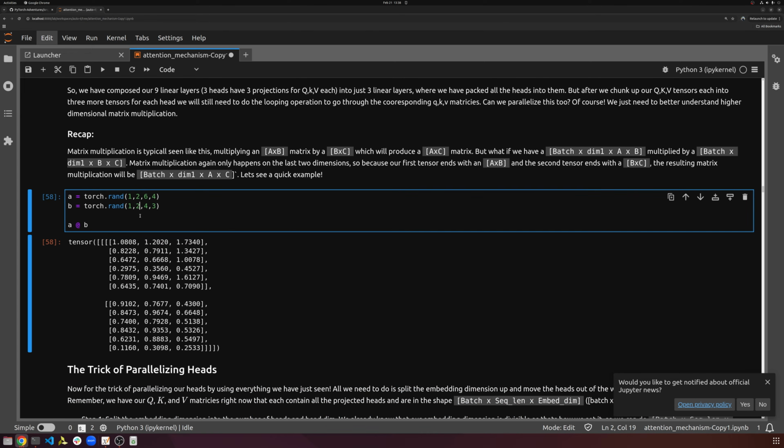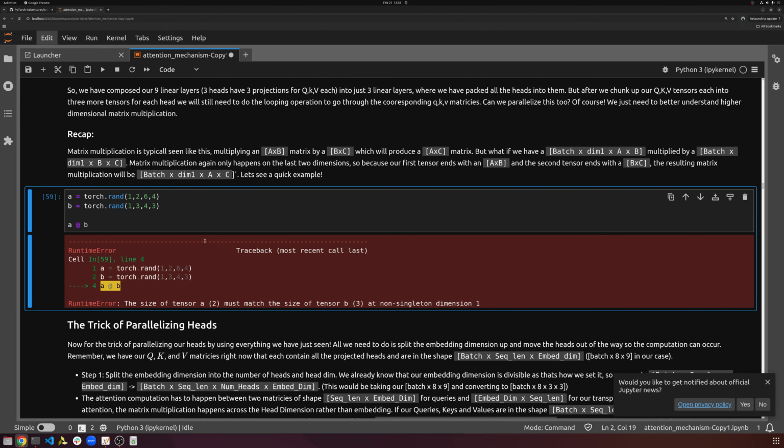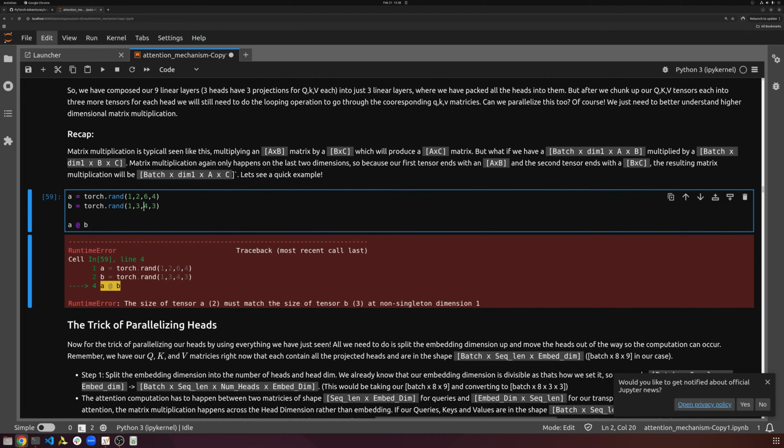If there's a discrepancy, let's say the first thing is a 1 by 2 and the second thing is a 1 by 3, it's going to say an error: hey, these things don't match. The only things that have to match are the last 2 dimensions.